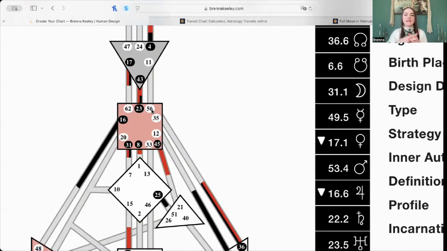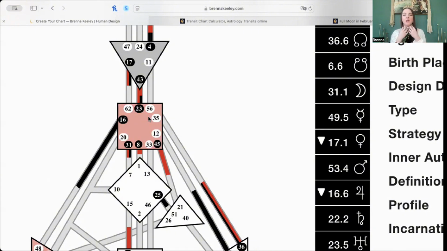And gate 56 is for people who have placements that are very late degree Cancer. So you're also going to see, when the moon is in Cancer, it's going to be in a late degree for gate 56, or an early degree Leo placement, 0 degree even Leo placement in human design. So gate 56 sits in what's known as the throat center, or the throat chakra, because we have the chakras that are connected to human design.